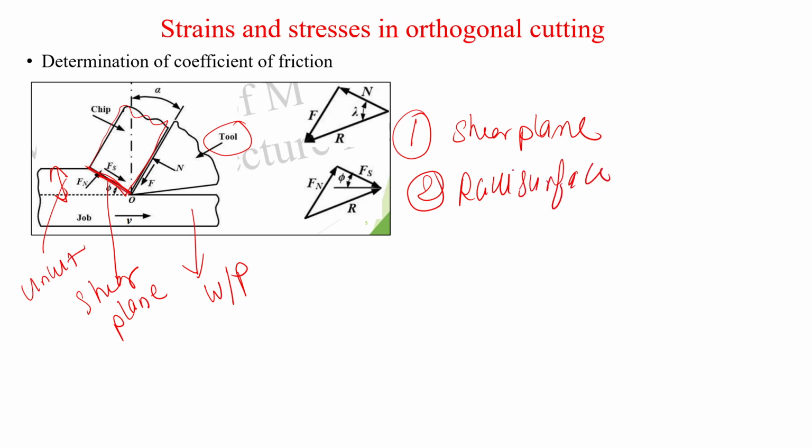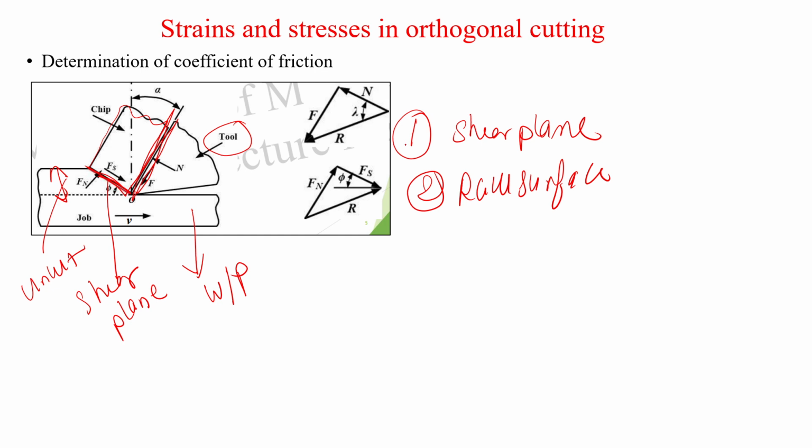So rake surface is that surface. This is the rake surface. You can see, rake surface is that surface at which the chip flows after being sheared. After it is sheared from the workpiece, it flows on that surface. So this second one is the rake surface. These are the two more important planes or surfaces in the chip-tool interface.